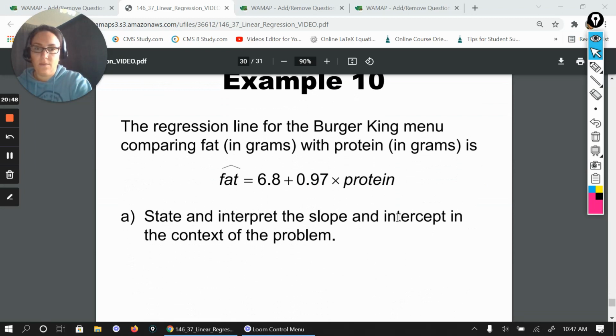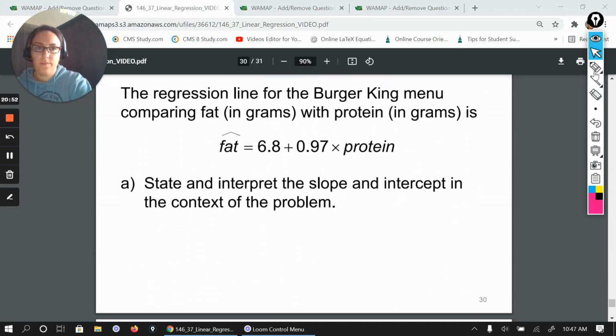Here's example 10. The regression line for the Burger King menu comparing fat in grams with protein in grams is fat hat, that rhymes, equals 6.8 plus 0.97 times protein. Part A says state and interpret the slope and intercept in the context of the problem. Okay, so the slope, remember, we can put this over 1 to make it into a fraction. So the top is the grams of fat, and the bottom of the fraction is the grams of protein.